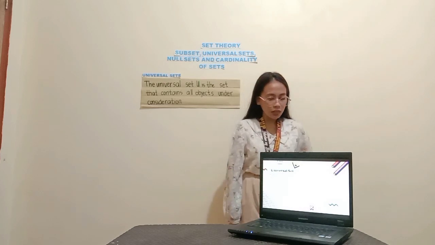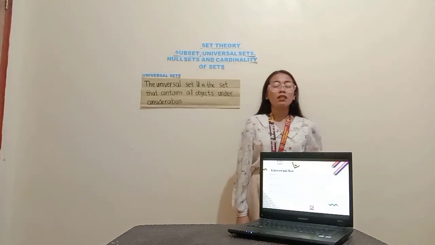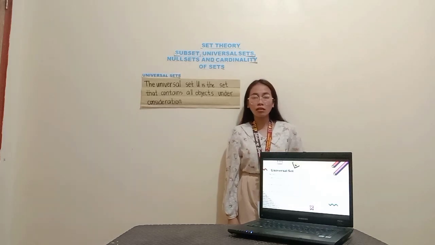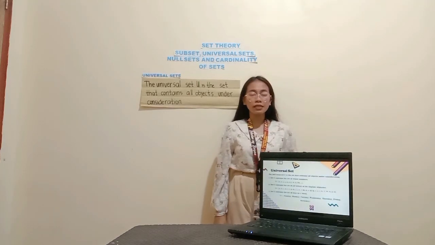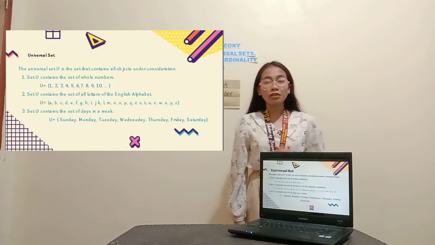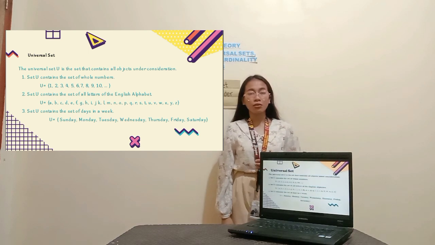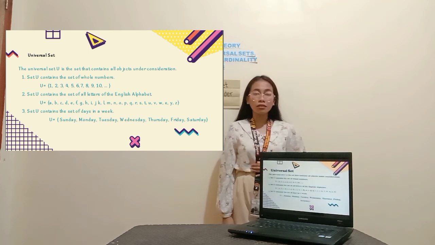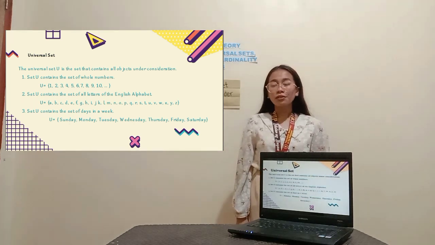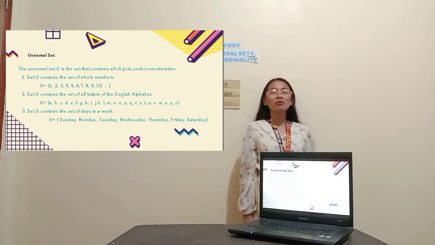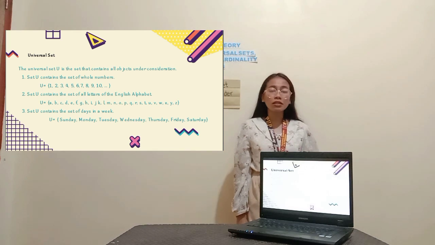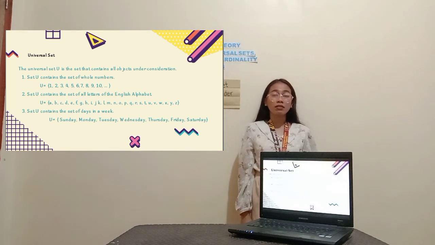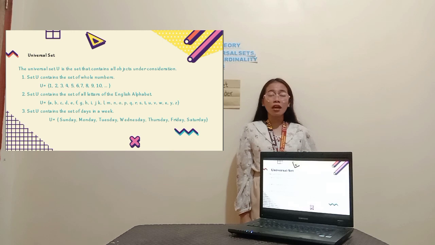Example: set U contains the set of whole numbers, like U is equal to the set of 1, 2, 3, and so on. Number 2 is the set of all letters in the English alphabet, so U is equal to the set of A, B, C, and so on. The last one is the set of days in a week, like U is equal to the set of Monday, Tuesday, Wednesday, and so on.